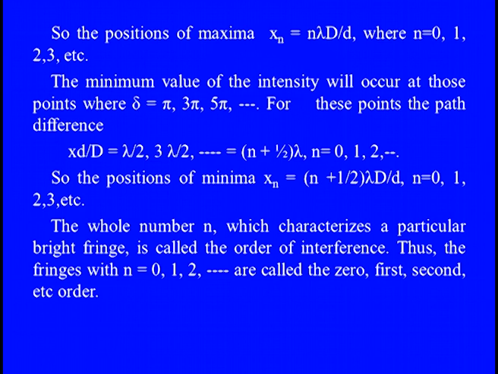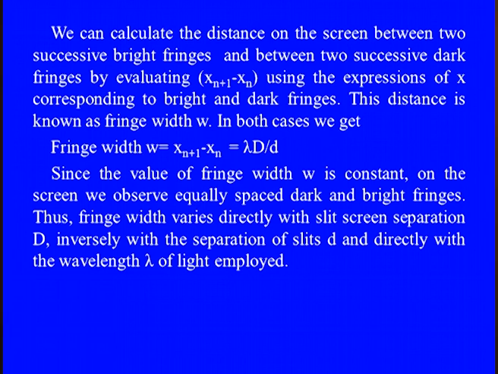The whole number n which characterizes a particular bright fringe is called the order of interference. Thus, the fringes with n equal to 0, 1, 2, 3 are called the 0, 1st, 2nd, etc. order. We can calculate the distance on the screen between two successive bright fringes and between two successive dark fringes by evaluating xn plus 1 minus xn using the expressions of xn corresponding to bright and dark fringes.